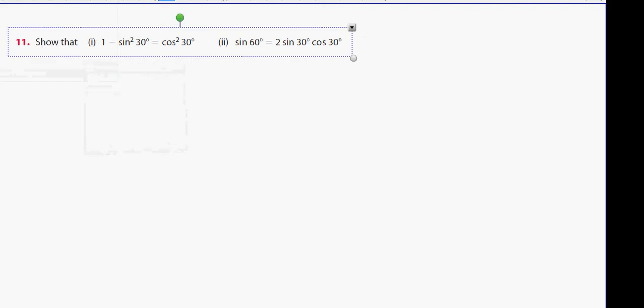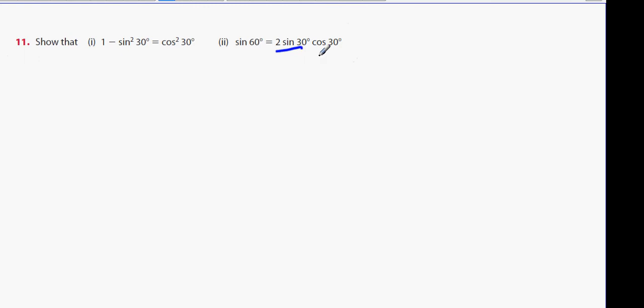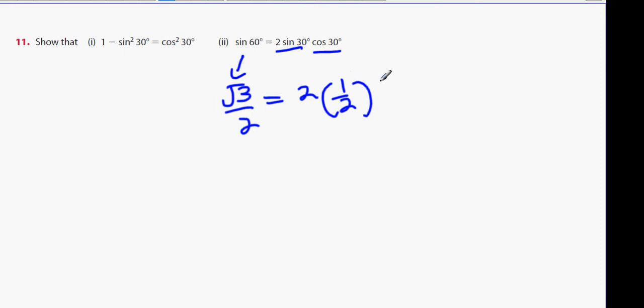Sine 60, prove that sine 60 equals 2 sine 30 cos 30. Sine 60, when you put it into the calculator, well, you're not allowed to use the calculator, but you can use your tables and you get root 3 over 2. Then you go for sine 30, which is a half. And then you look up cos 30, which is root 3 over 2.